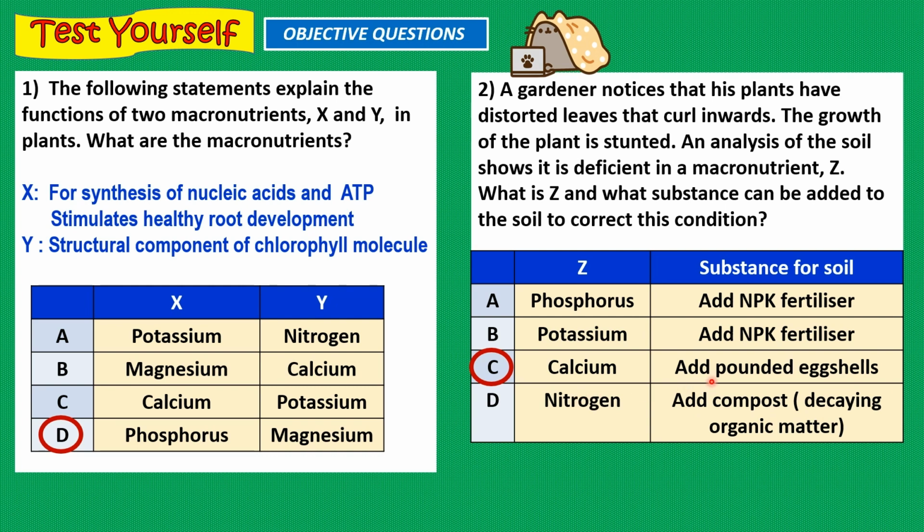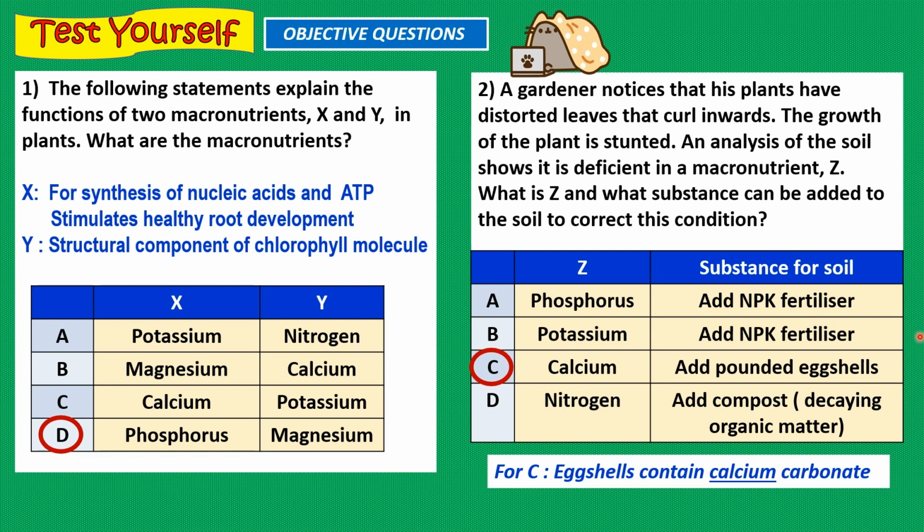Now, does this action, adding pounded eggshells, help to correct the condition so that there is more calcium in the soil and to correct the deficiency in the plant? Yes, because eggshells contain a lot of calcium carbonate. So if we add pounded eggshells in the powder form to the soil, it can supply the soil with calcium that can be absorbed by the plants, all right, to correct the condition. So the answer is C.